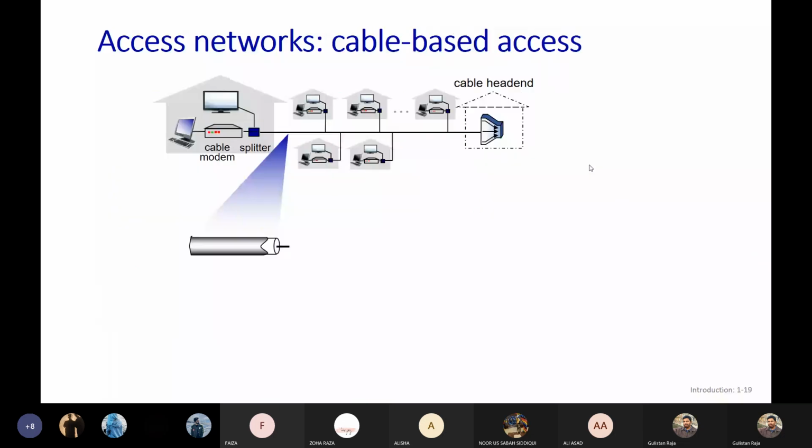Okay, then there is access network. One, need to give example of shared, that cable networks, cable-based access. So this is another way of accessing a network. So this is basically a diagram. If you look at this, this is a diagram of a cable-based access network.